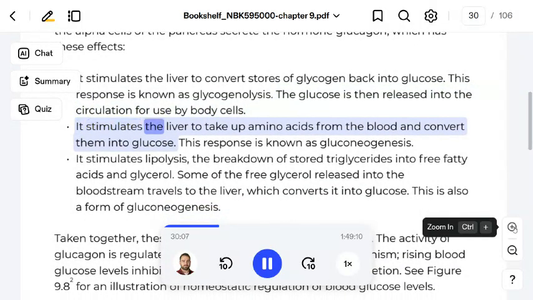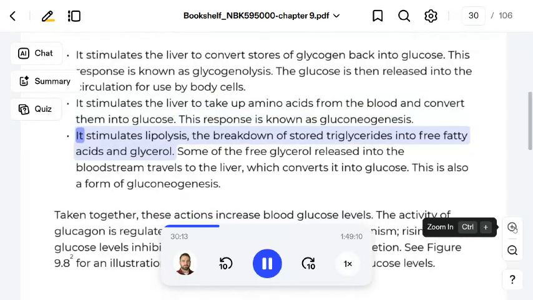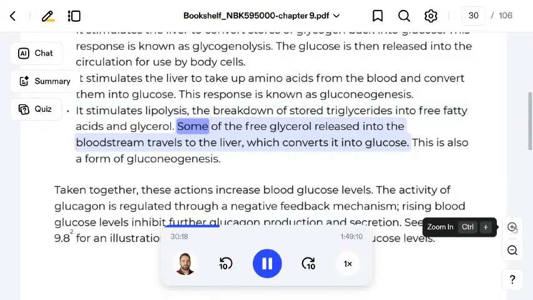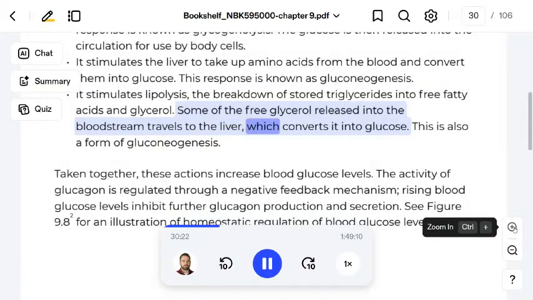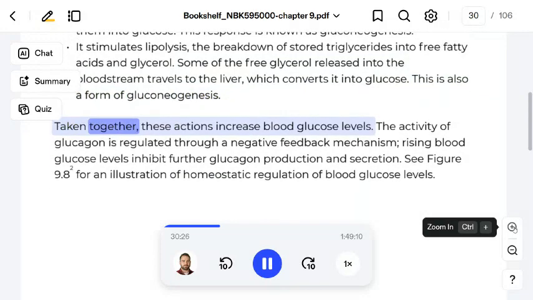It stimulates the liver to take up amino acids from the blood and convert them into glucose. This response is known as gluconeogenesis. It stimulates lipolysis, the breakdown of stored triglycerides into free fatty acids and glycerol. Some of the free glycerol, released into the bloodstream, travels to the liver, which converts it into glucose. This is also a form of gluconeogenesis. Taken together, these actions increase blood glucose levels.